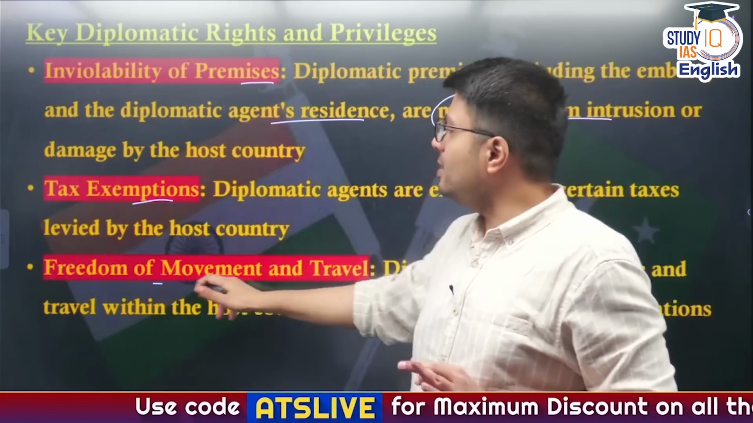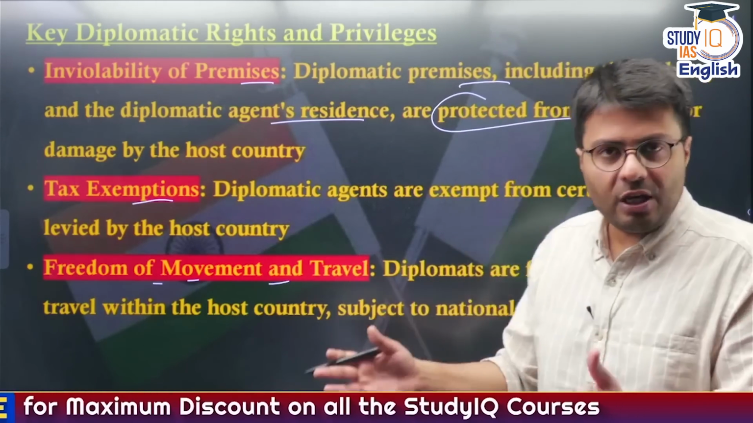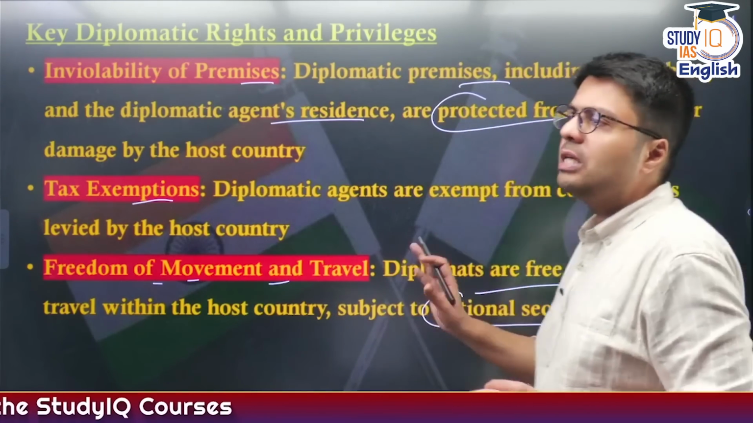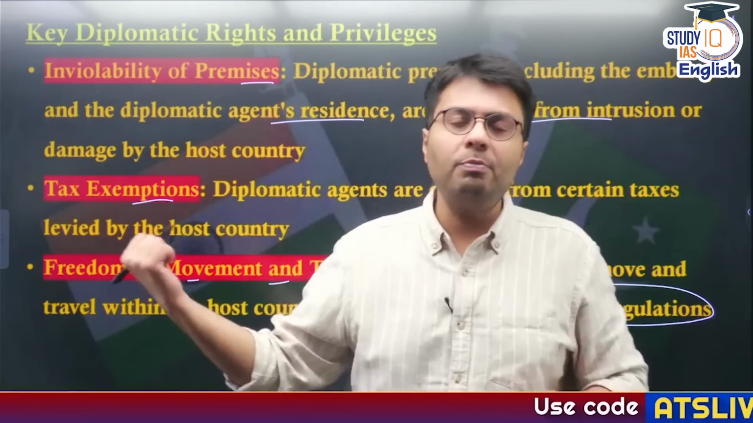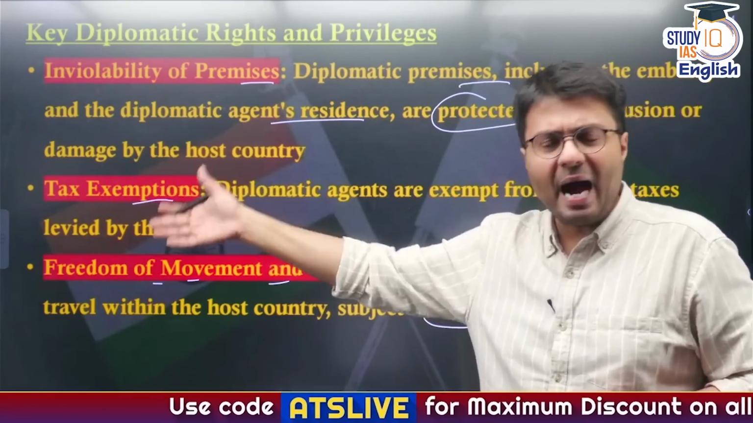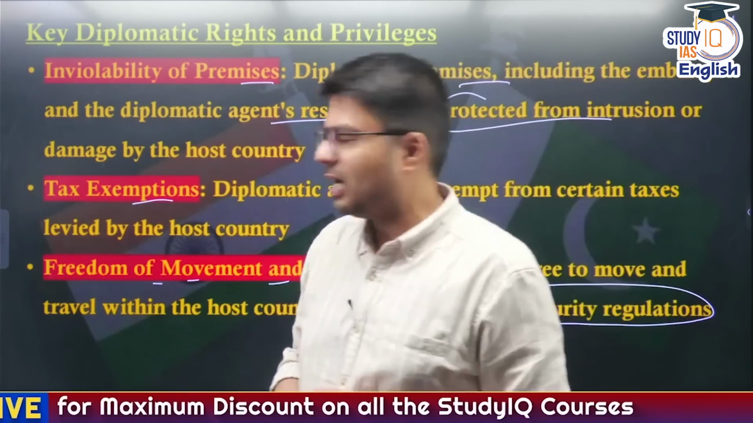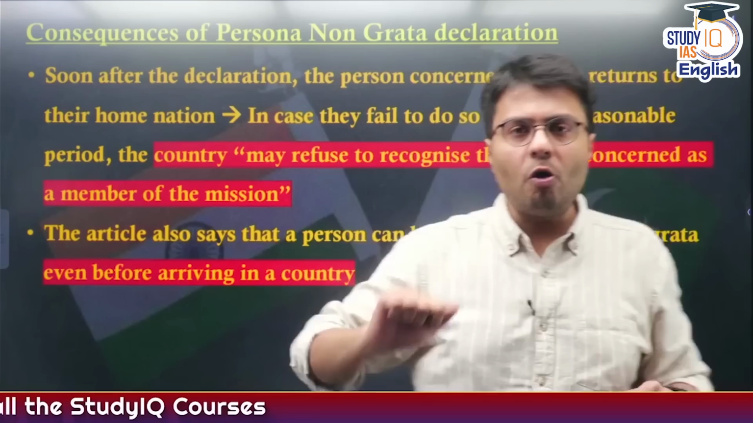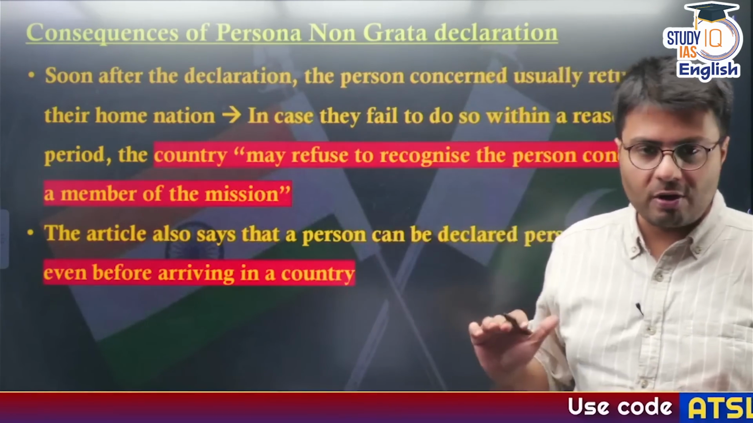And also these diplomats are provided with freedom of movement and travel, that they are free to move in and around the host country, subject to certain national security regulations. So suppose there are many areas in India which are prohibited even for citizens. Even the diplomats of the foreign country can't visit those areas, for example, some islands in Andaman and Nicobar and the inner line permit regions in the northeastern part of the country. So these rights and privileges which are available to diplomats normally are revoked once a person is declared persona non grata.